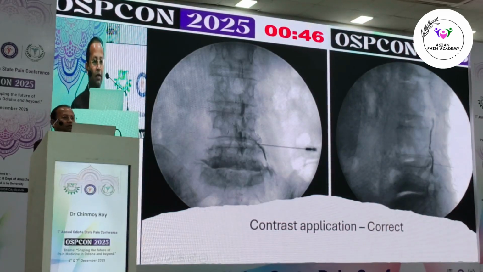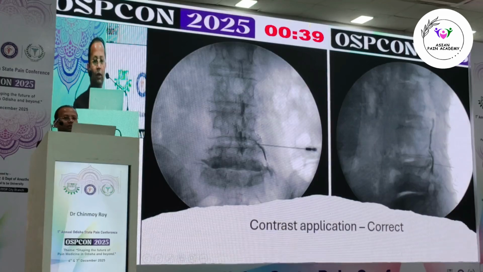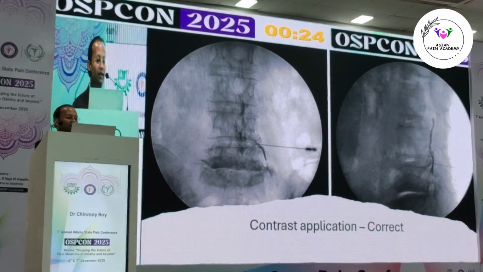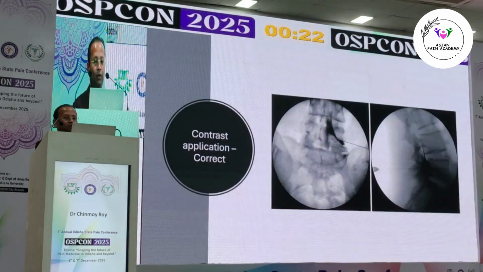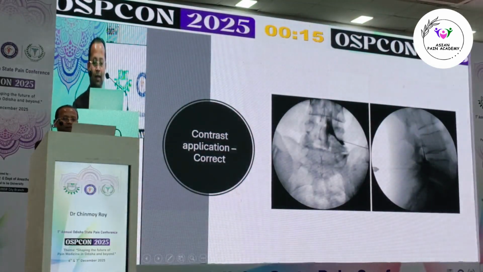Your drug should always go in the epidural space, and in lateral view also you can check whether it is going to the correct area or not. Your contrast should go in the anterior epidural space. Sometimes in some patients it spreads in the posterior epidural space, and then the patient may not get relief because the problem is in the anterior epidural space. So this is the correct contrast application, this is the lateral view and this is the AP view.